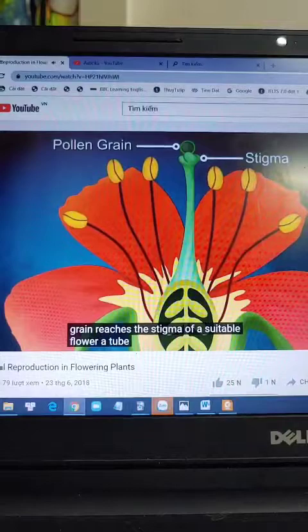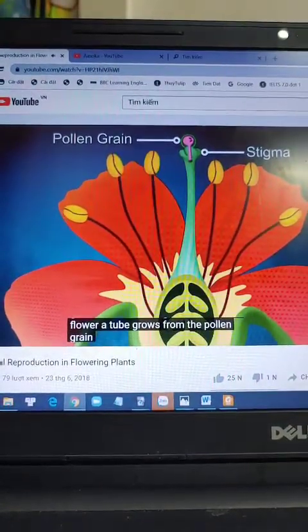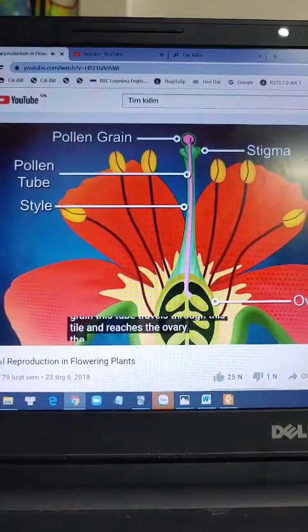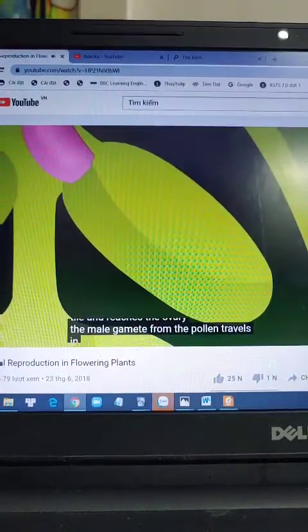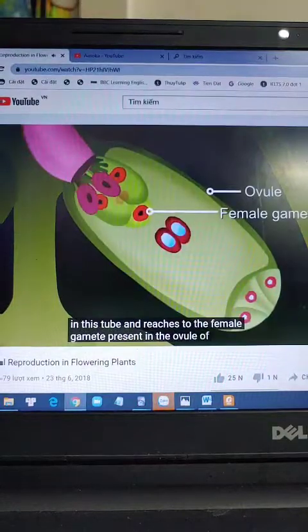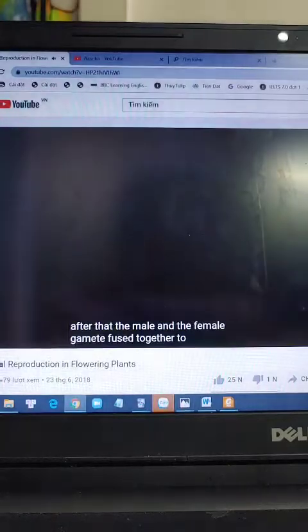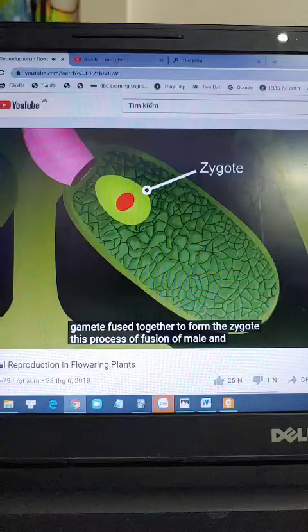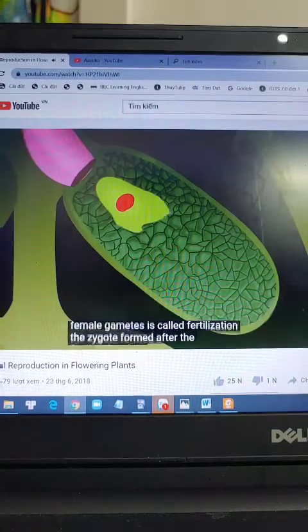When a pollen grain reaches the stigma of a suitable flower, a tube grows from the pollen grain. This tube travels through the style and reaches the ovary. The male gamete from the pollen travels in this tube and reaches the female gamete present in the ovule. The male and female gametes fuse together to form the zygote. This process of fusion of male and female gametes is called fertilization.